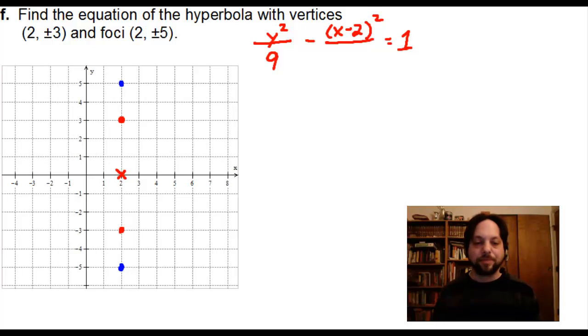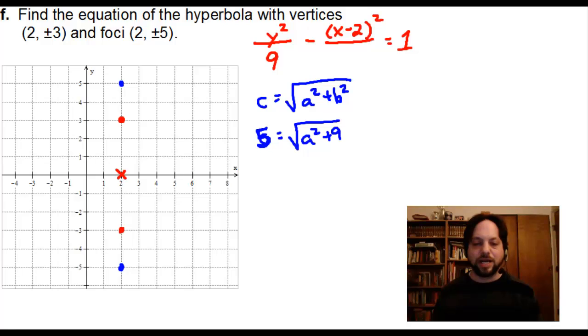See, if I recall that my focus equation is c equals the square root of a squared plus b squared. Now, I know b squared. That's given right there. That's 9. So let me go ahead and fill that in. Also, I know that c is 5. My focal length is 5. So let me put that there instead of c. And I have a squared plus 9.